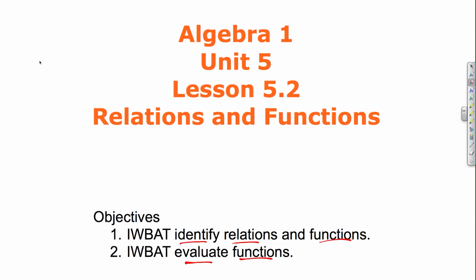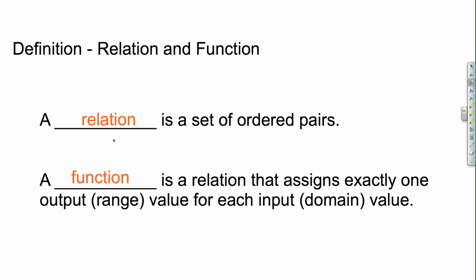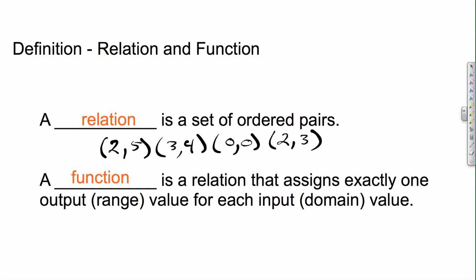A relation is a pretty basic thing. We're going to see that definition coming up here. A relation is a set of ordered pairs. Just to review, a set of ordered pairs would be something like this: (2, 5), (3, 4), (0, 0), and (2, 3). This is a set of ordered pairs. Remember, this is a set of xy values that we can plot on an xy plane. We can make a graph out of this relation and this set of ordered pairs. But that's a relation right there.